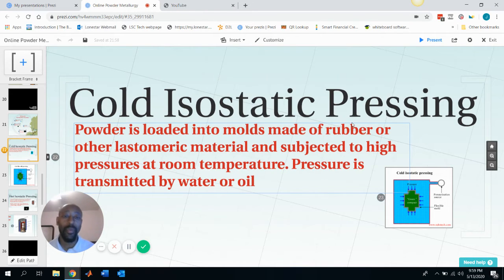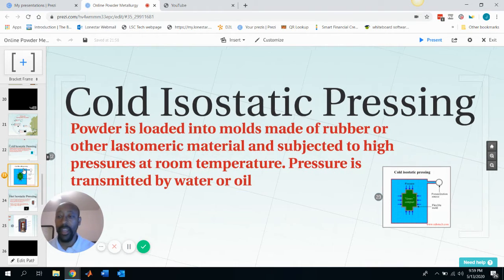But the cold isostatic pressing process, what happens here is you start out with an elastomeric material or mold. That's kind of like made of some sort of rubber or a type of material that's very, very elastic, okay? And it's made in the shape of the product. And you fill that up with powder, and then around it, you put water or oil, and then you pressurize it. And as you pressurize it on all sides, move on to the next diagram right here.